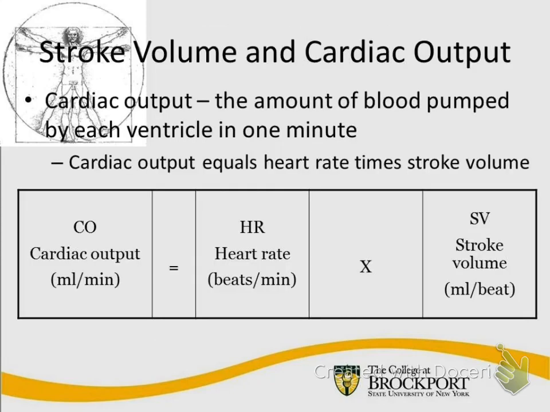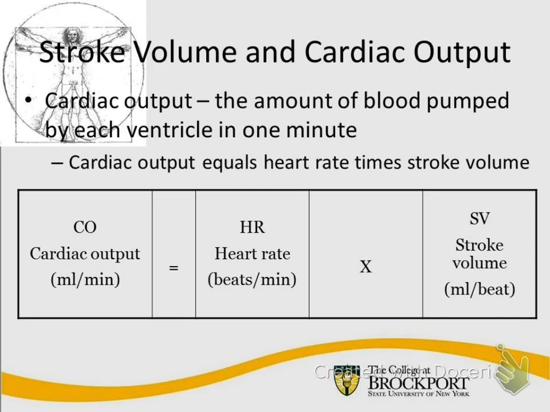So let's review stroke volume and cardiac output. I hope everybody remembers that cardiac output is the amount of blood pumped by the heart per minute. And that's influenced by heart rate and stroke volume. So heart rate times stroke volume equals cardiac output.